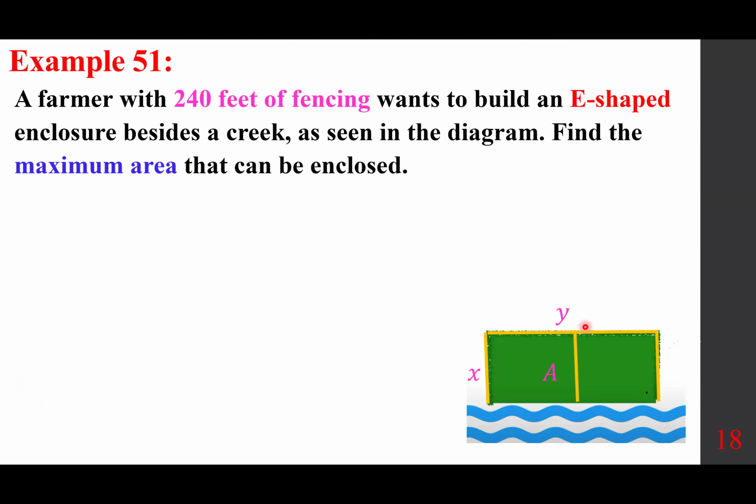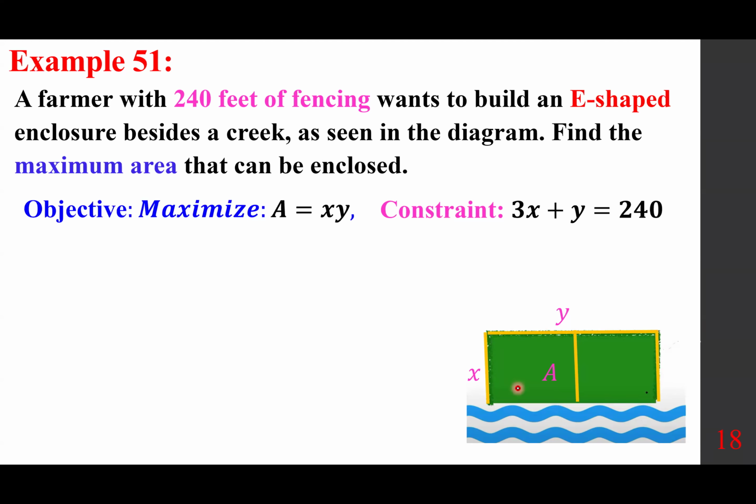So we're going to define the sides as x and y, and here's the area. The objective is to maximize the area, which is x times y, the width times the length. Now, we have 240 feet of fencing. We have 1, 2, 3 x's, and only 1 y. This side doesn't meet.